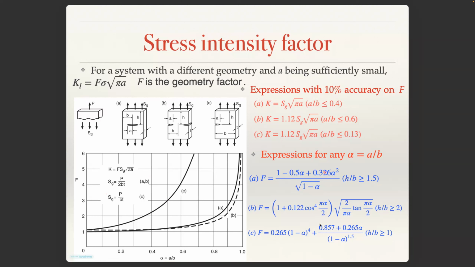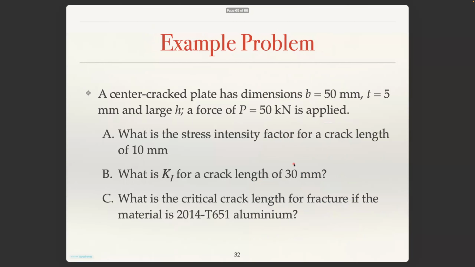But these are complex equations, so if you are allowing 10% error on F, then depending upon the A by B ratio, you can say K is equal to S root pi A. If A by B is less than 0.4, you need not have any geometric factor. But if it is larger than that value, then you have to add geometric correction factors. In any case, one can compute these geometric correction factors using the formulas that are available. So now let us look at this problem.